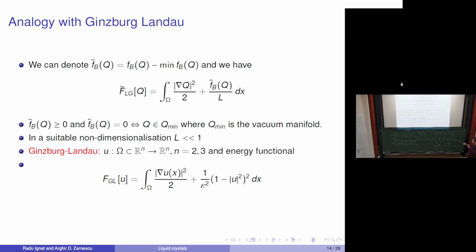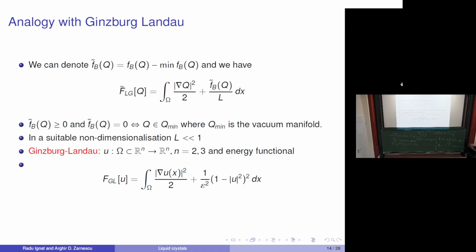Intuitively, it's kind of straightforward to see what happens with the minimizers in this setting. If epsilon is very small, you would like the norm of u to be close to 1, to compensate this. So in the limit when epsilon tends to 0, you'd like to minimize this subject to u being of unit length, taking values in the sphere. And a similar story happens here. You'll be interested in studying what happens when L tends to 0.